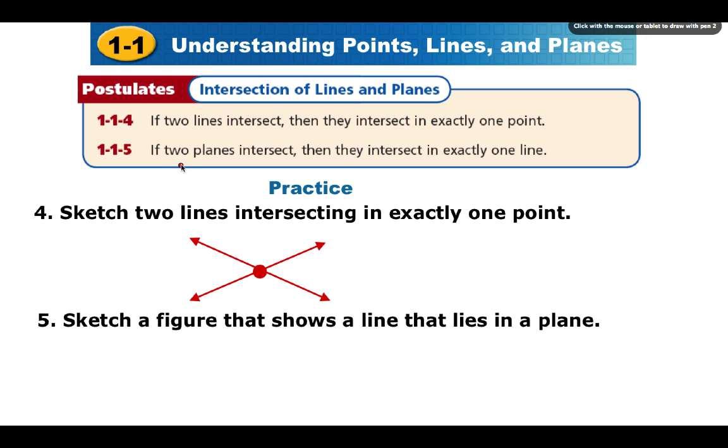Problem number 5 says sketch a figure that shows a line that lies in a plane. So we want a line, but it has to be in a plane. This drawing satisfies number 5. Next slide.